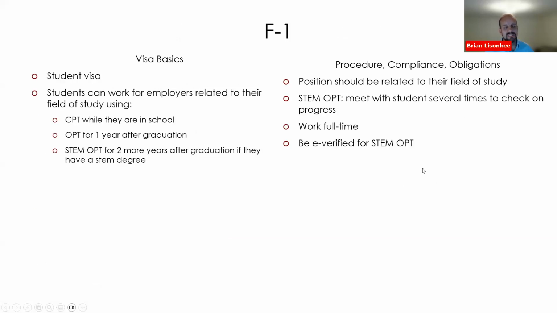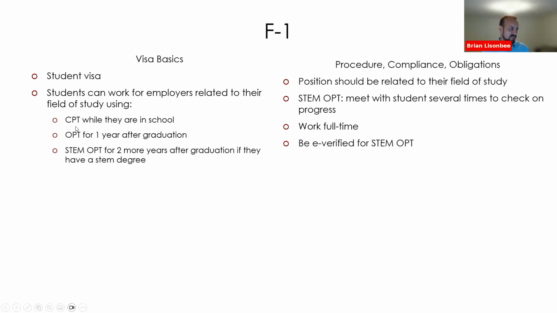F1 visa is another one I see leveraged pretty commonly in the ag industry. F1's a student visa. It has nothing to do with their employer. It has everything to do with their school. But F1 students can work while they're completing their degree or upon the completion of their degree using either what's called CPT, OPT, or STEM OPT.